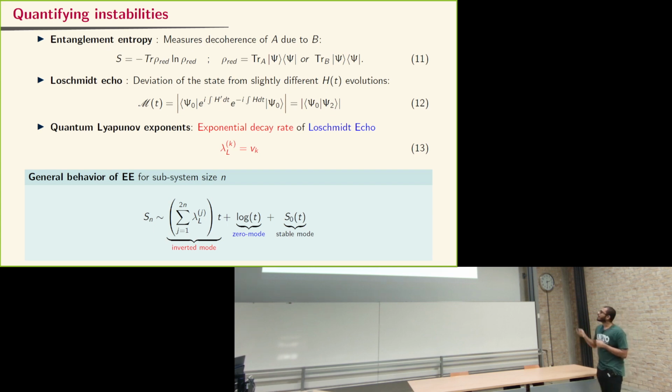And as it turns out, in our case, this exponential decay of the Loschmidt echo actually happens when you have an inverted mode in the mix. And the decay rate can be exactly related to the magnitude of the inverted mode. So basically what you have here, when you finally look at the behavior of entanglement entropy for an arbitrary subsystem size n, you have a linear growth corresponding to inverted modes in the system, you have a logarithmic growth corresponding to a 0 mode in the system, and you have a stable oscillator behavior corresponding to stable modes, which eventually gets suppressed in the presence of other instabilities.